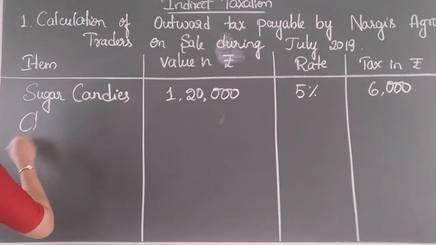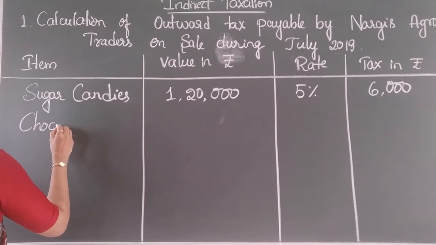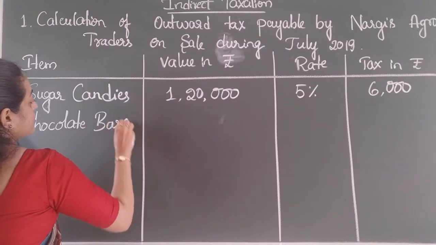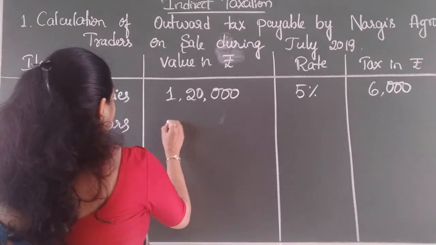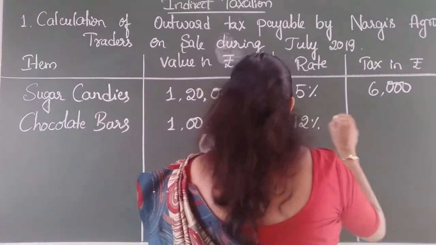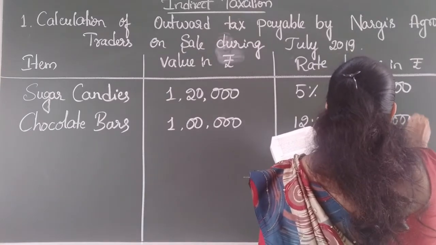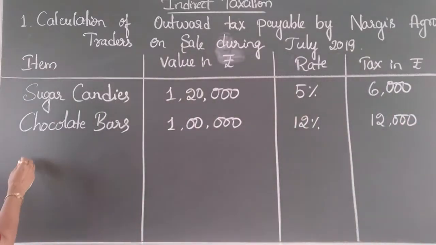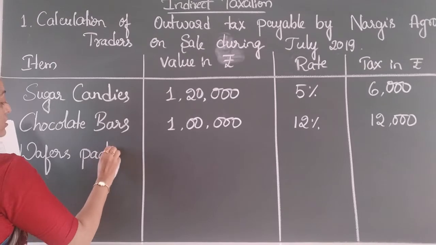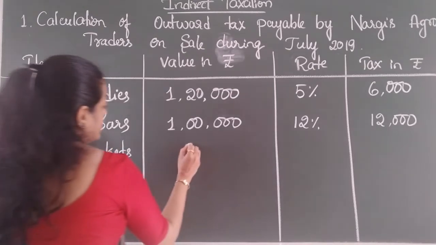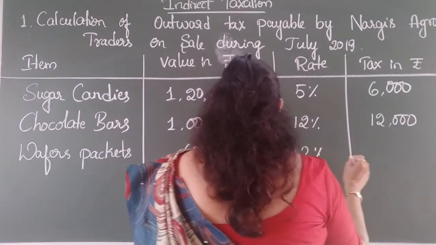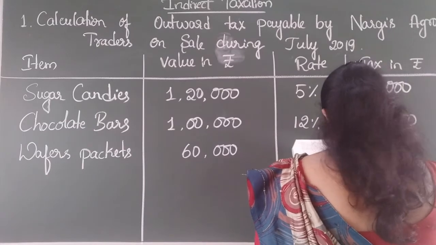Chocolate bars, outward supply is 1 lakh. 12% is the rate of tax. 12,000 is the tax. Wafers packets, 60,000 at 12%. So 12% of 60,000 is 7,200.